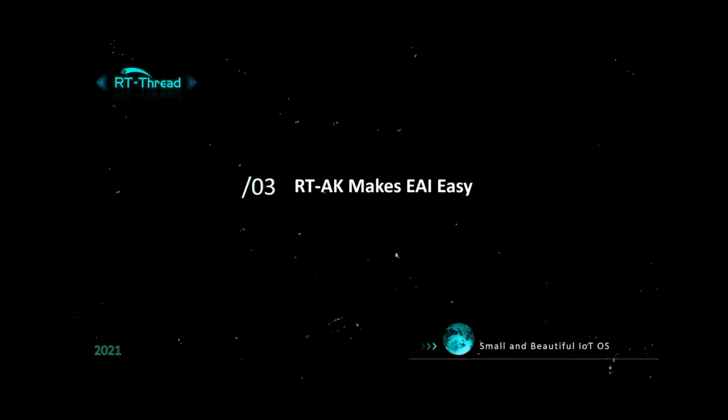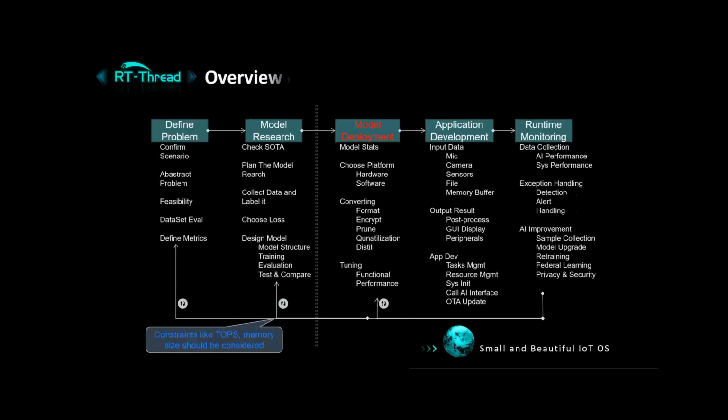So how can we make it even easier? I have thought it over and talked to people working in this industry, and I got some ideas. When we develop a product with AI capability for the edge, we have this workflow. We should define a problem first, which means figuring out the scenario, choosing the description of the data, ensuring the possibility of using AI to solve the problem, and defining metrics.